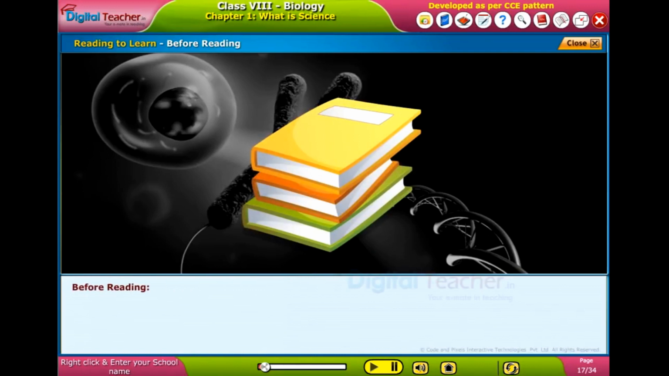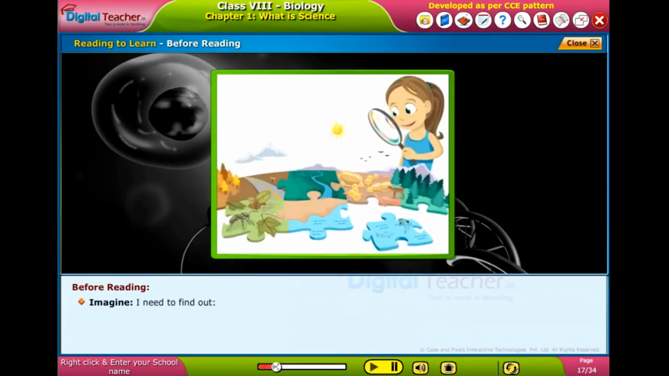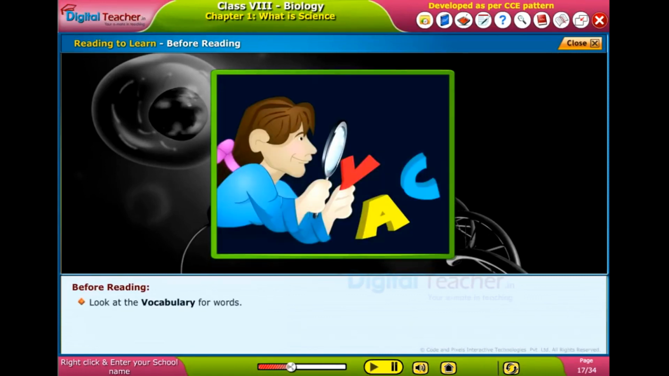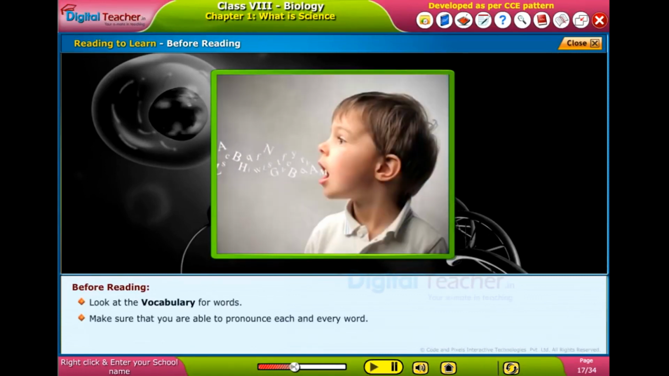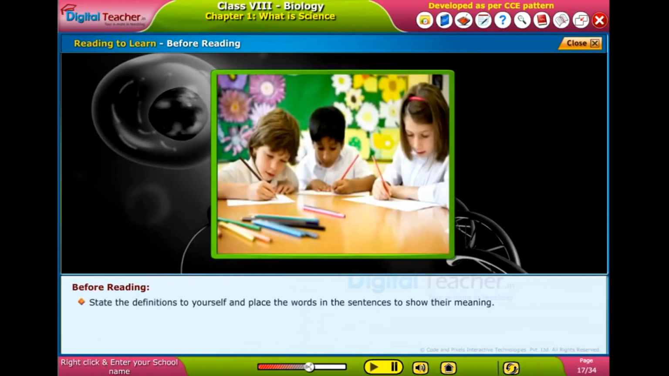Before reading. Read the main statement that helps us to know what to look for as we start reading. Imagine, I need to find out what the parts of an ecosystem are and how these ecosystems are organized. Look at the vocabulary words. Make sure that you are able to pronounce each and every word. Look into the glossary to find the meaning of the typical words. State the definitions to yourself and place the words in sentences to show their meaning.